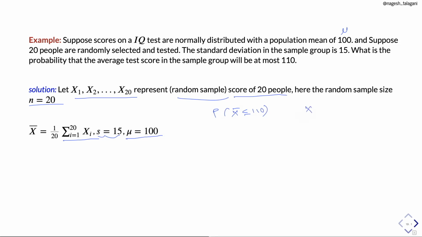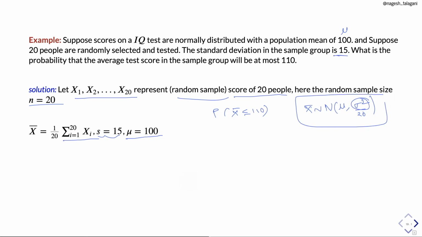Here, we know that x bar follows the normal distribution with mean parameter mu and variance parameter sigma square by n, that is 20. But we don't know sigma square here. We don't know the population variance, so we cannot use this fact. But what we know is the sample standard deviation.